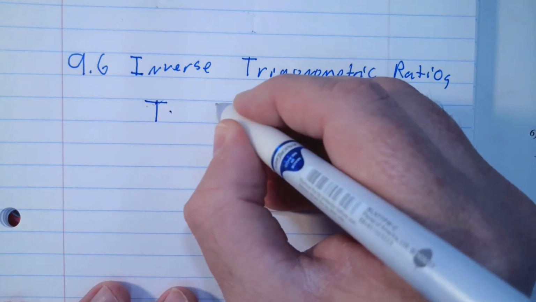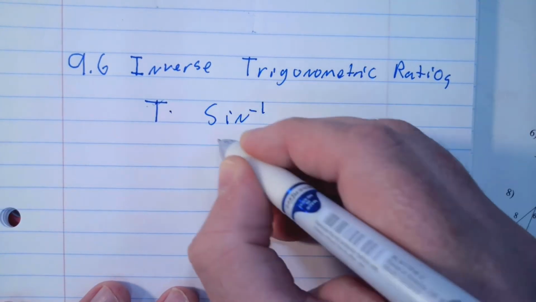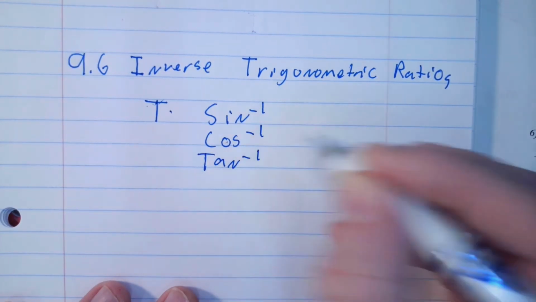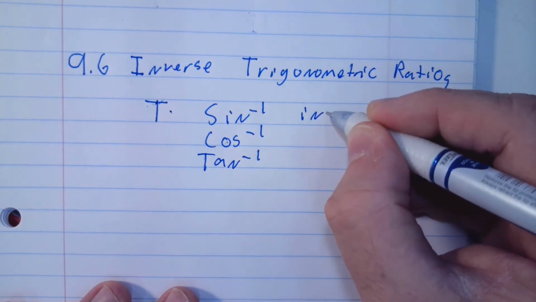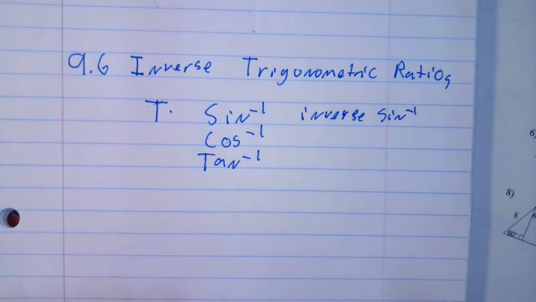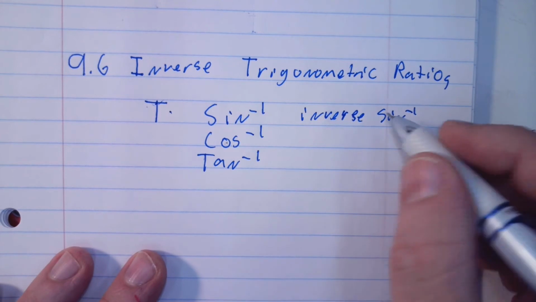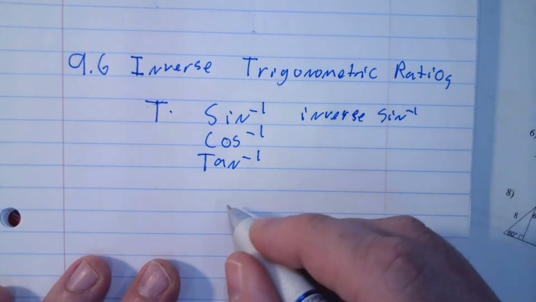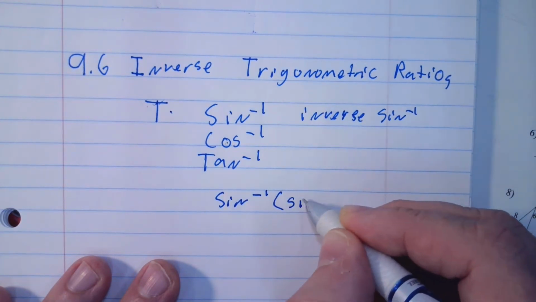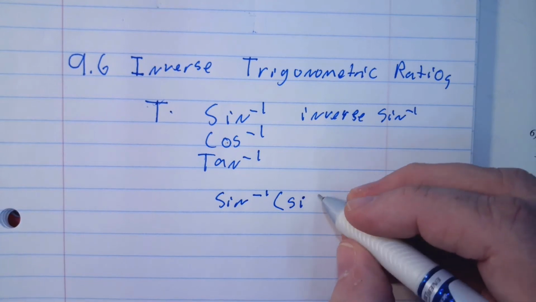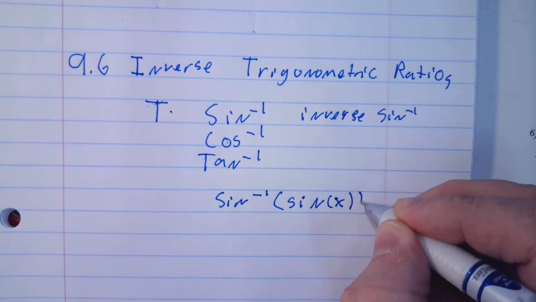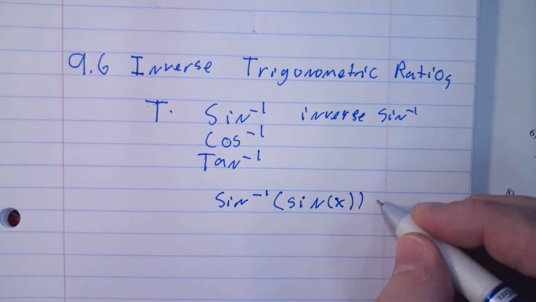Let's go in the right order. Okay, all this means is inverse sine. Basically how inverses work, they're kind of opposites. So if I were to do this, this would equal 1.